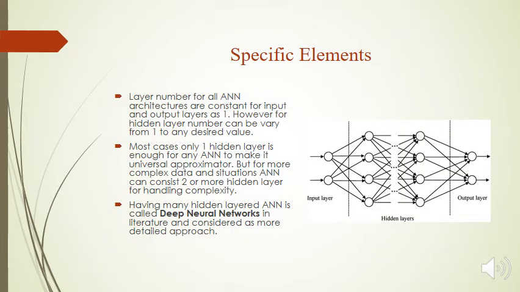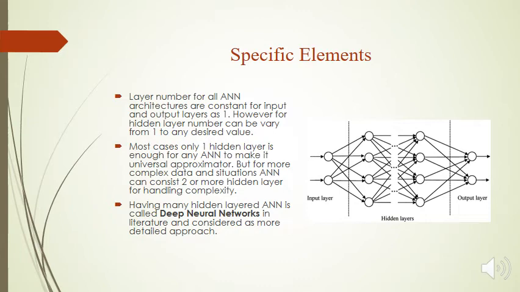Layer number for all artificial neural network architectures is constant for the input and output layer, as 1. However, for the hidden layer, the number can be varied from 1 to any desired value. In most cases, only one hidden layer is enough for any artificial neural network to make it a universal approximator. But for more complex data and situations, artificial neural networks can consist of two or more hidden layers for handling complexity.